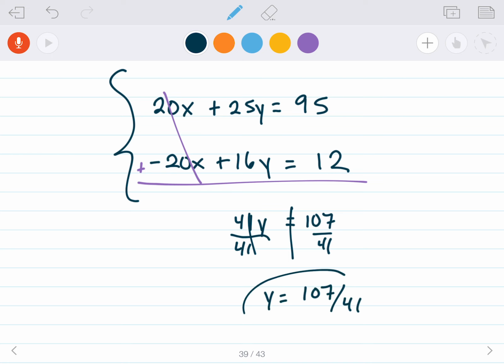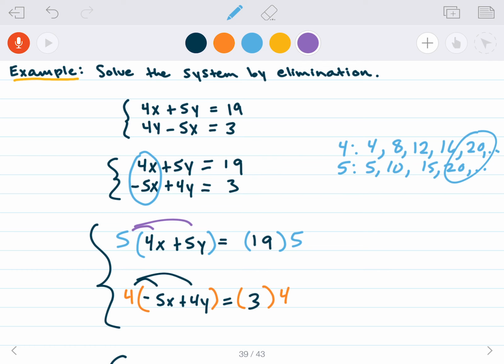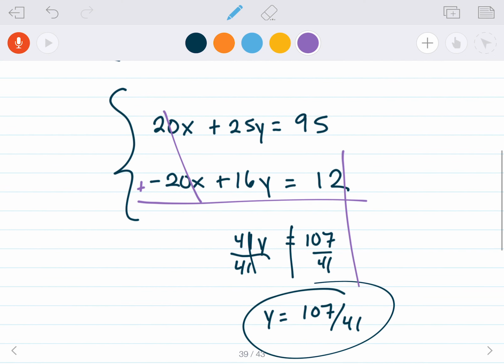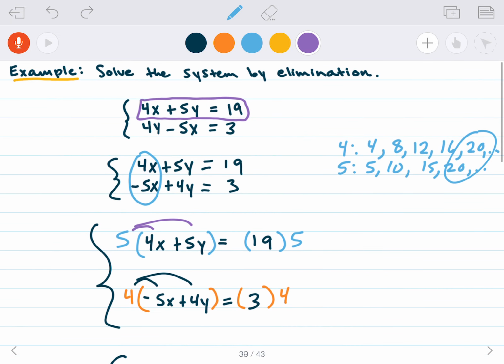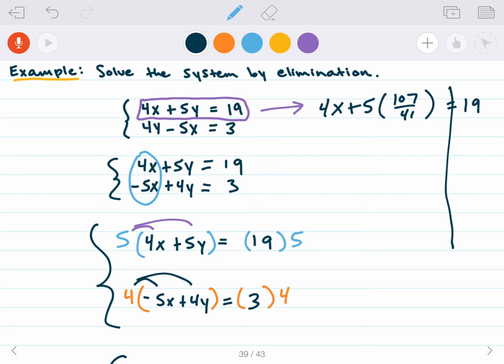So that's my y. Now to find x, I can use any version of either equation to plug in y and get out the x. I'm going to go to the lower numbers just because it might be easier that way. I'm going to use this equation up here. Now I just found y was 107 over 41. So if I plug in y into this guy, I have 4x plus 5 times 107 over 41 equals 19. And I want to solve for x.